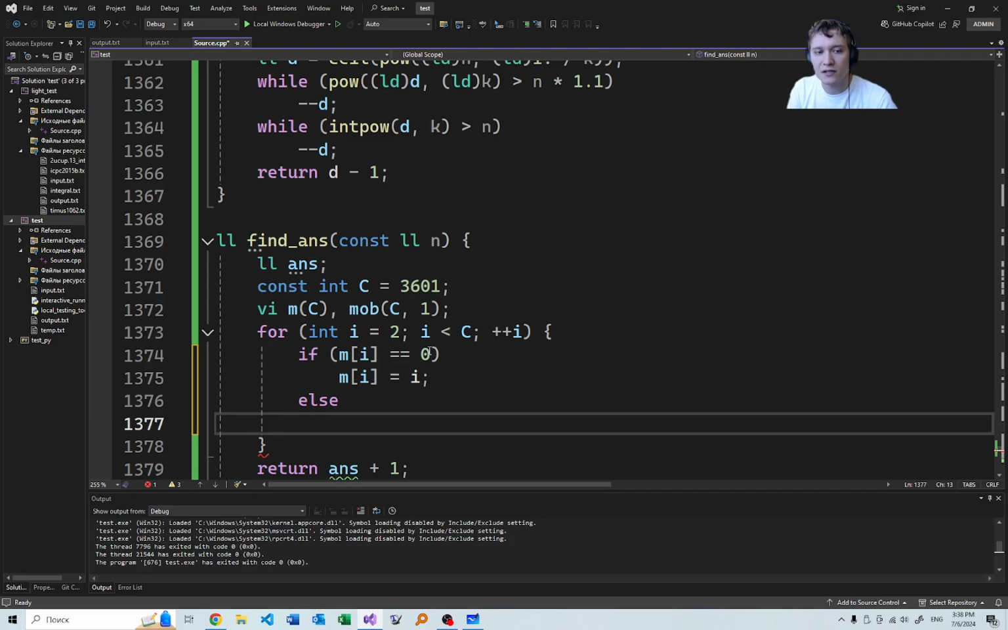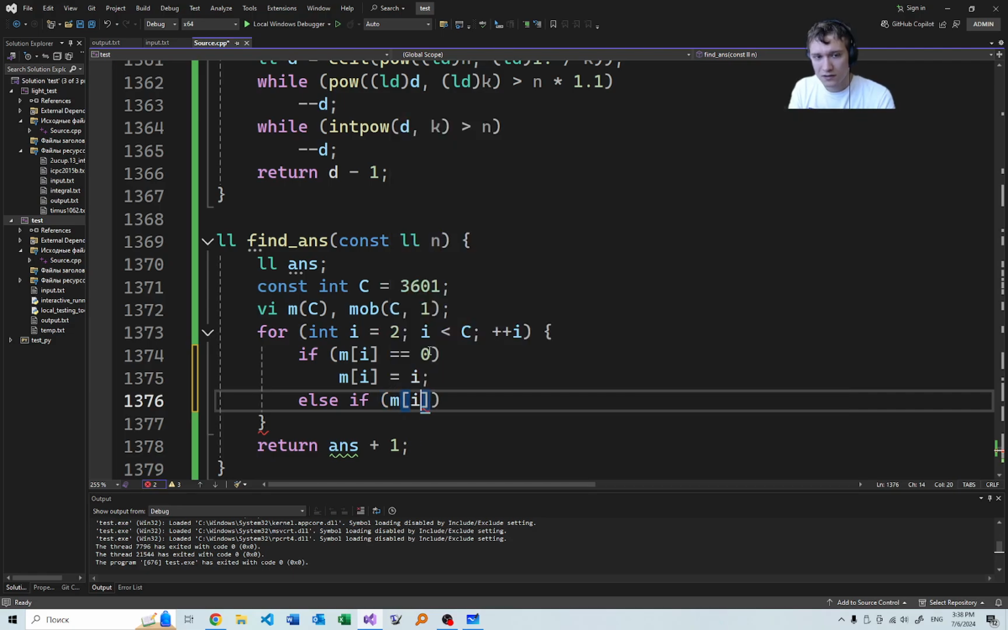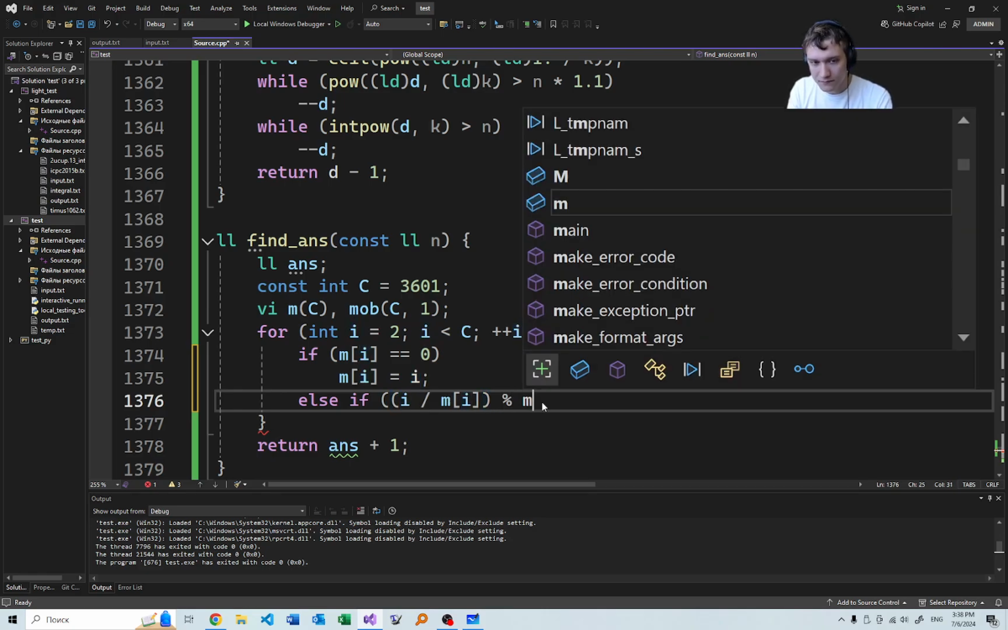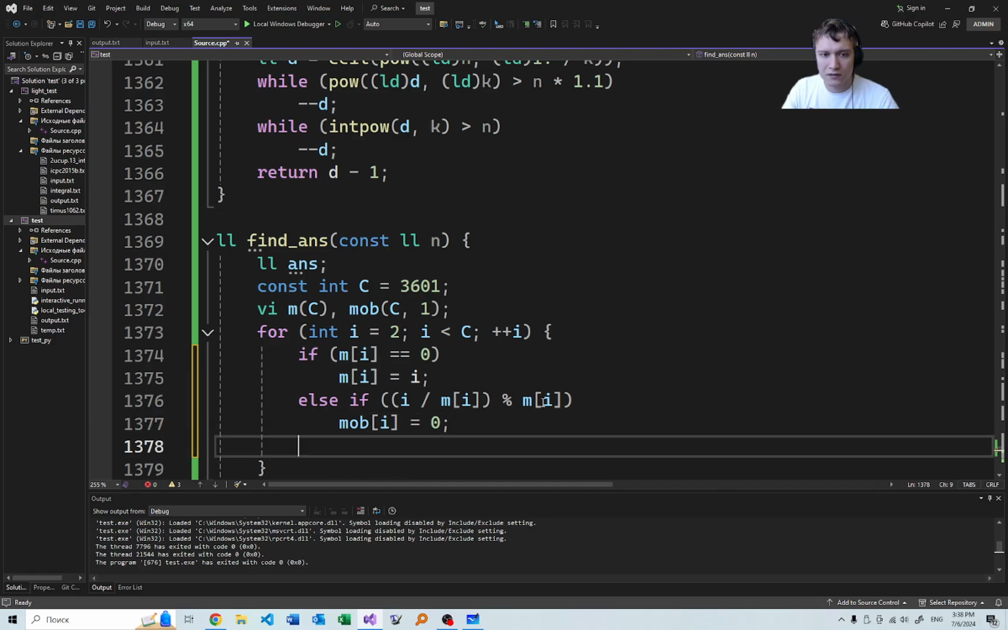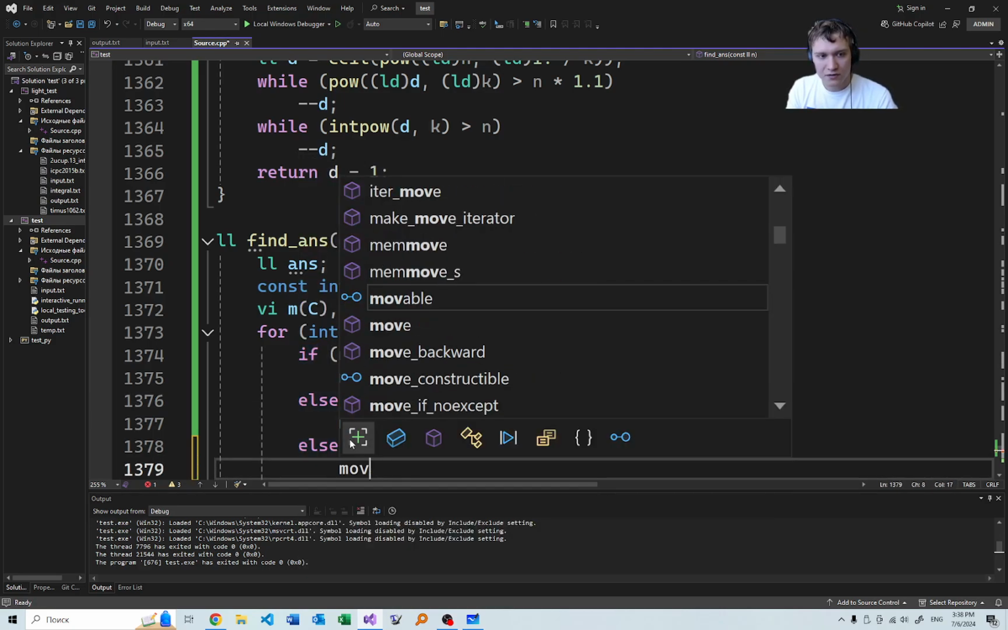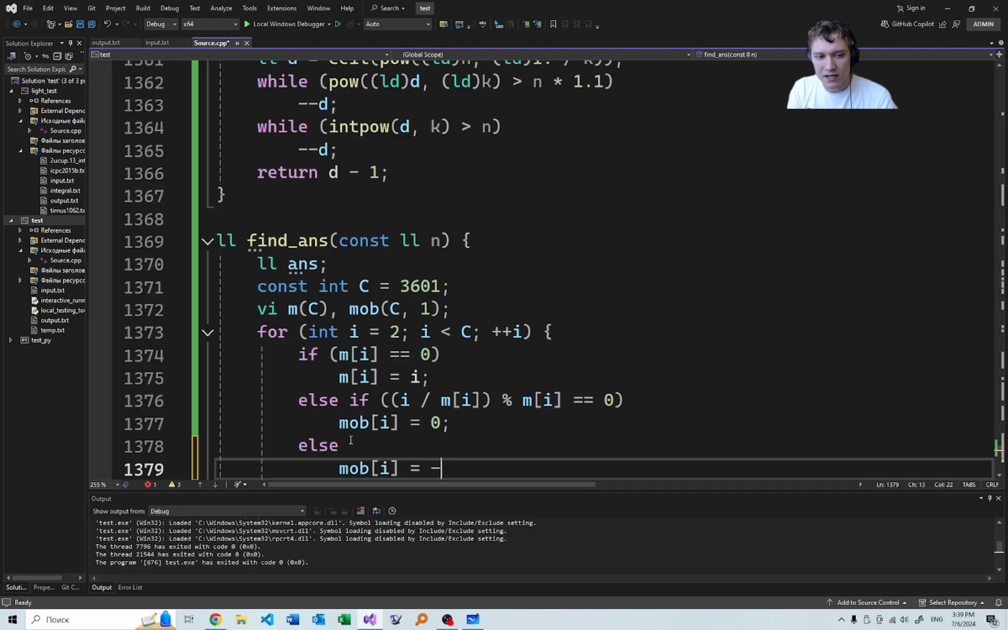Otherwise, I take mi, I need to divide I by mi, and if it is still divisible by mi, then the Möbius function is 0. Else the Möbius function of I is calculated as minus the Möbius function of I divided by mi.